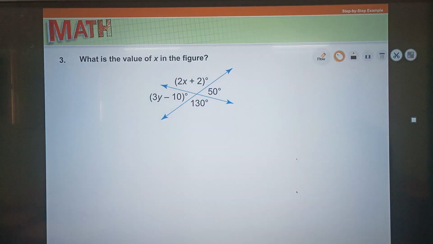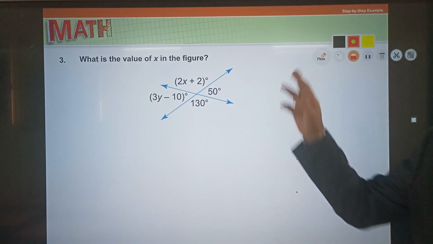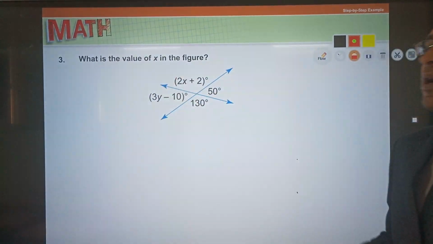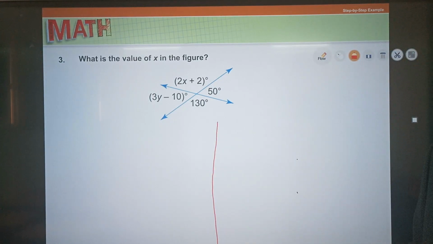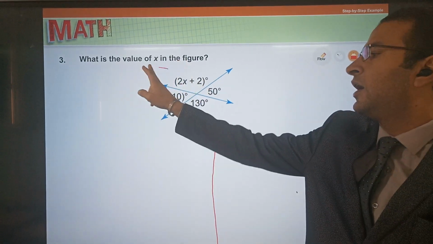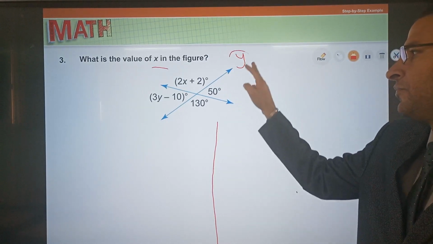Okay, this is a wonderful example. So be careful with me, please. He gives me here two straight lines intersecting. I need to find the value of x and the value of y. He said for me find x, but I need x and y.